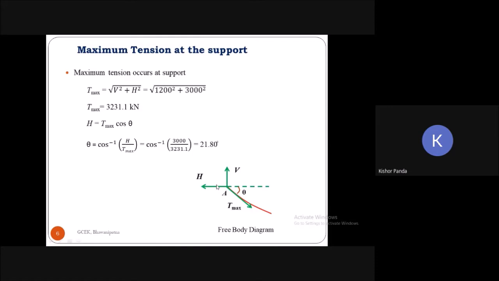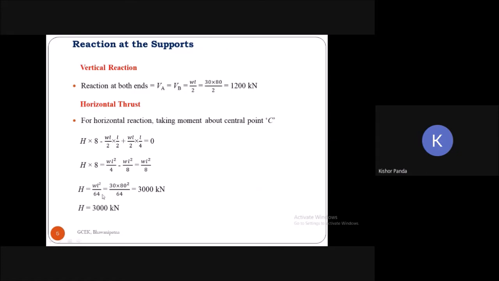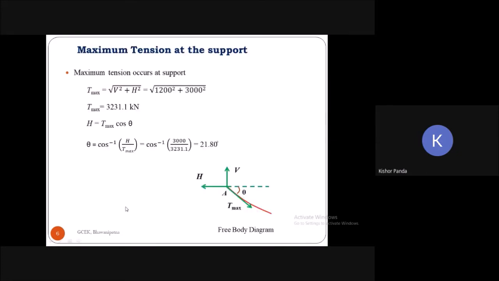Then find out the maximum tension at the support. So you know what is the formula for maximum tension? Tmax is equal to root over of V square plus H square. But you know the vertical reaction at A and the horizontal thrust at A. So vertical reaction at A is equal to 1200 and the horizontal thrust at A is equal to 3000. So Tmax is equal to root over of 1200 square plus 3000 square. So Tmax is equal to 3231.1 kilonewton.